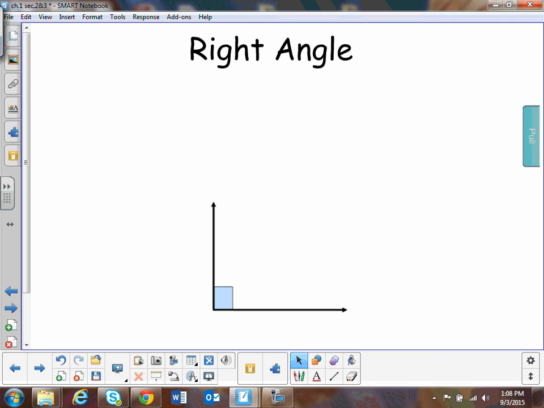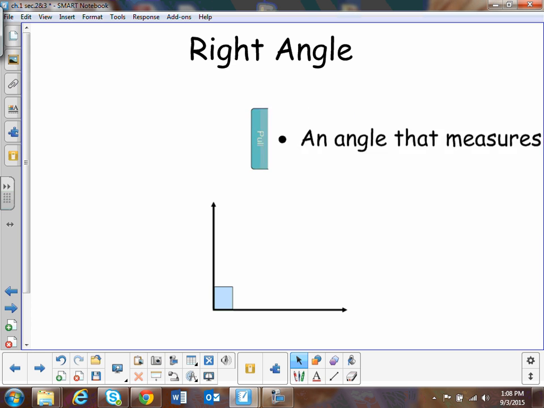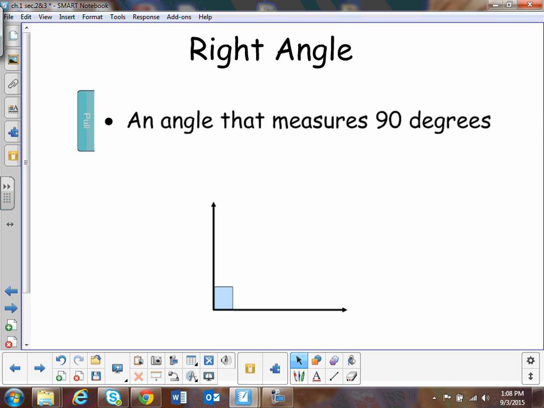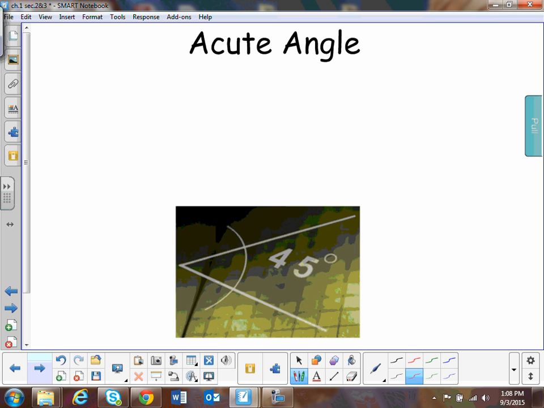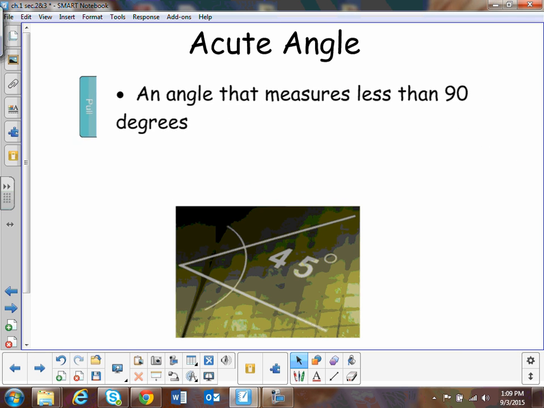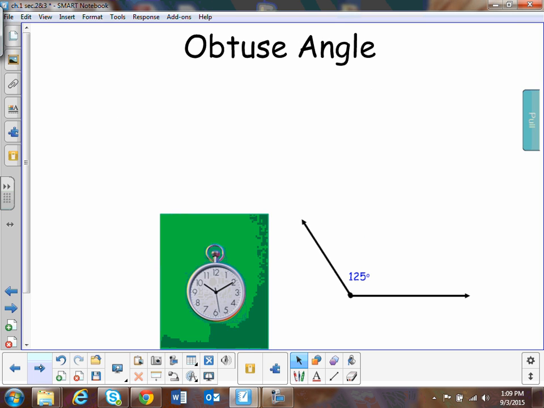Okay, right angle. Y'all might have remembered this from middle school. An angle that is 90 degrees. Remember that this box signifies 90 degrees. Okay, so they don't always have to write that. They can just draw a box. Acute angle. An acute angle is an angle that is less than 90 degrees. So there's a picture there. Okay, anything that's less than 90 degrees.